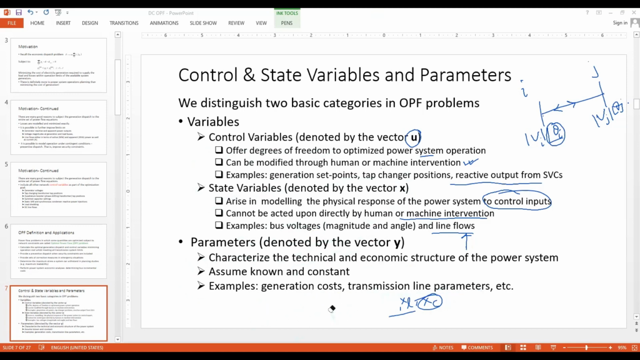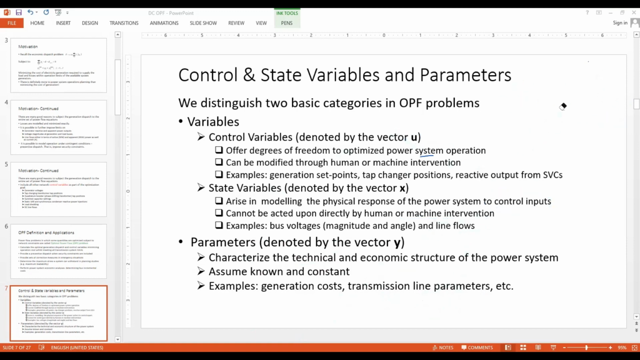So these are the parameters and variables that will come up when we try to solve the conventional OPF problem. In short, we have some control variables which we can control directly, some state variables which we cannot control directly, but through the control variables we can have some sort of controllability over those. And then the third set is the parameters, which are more constants.